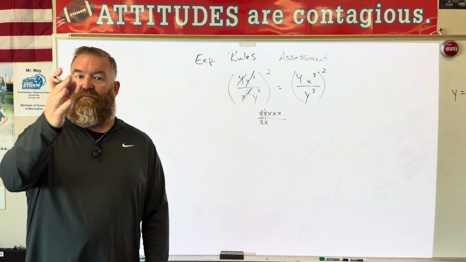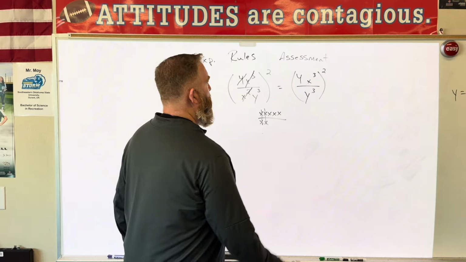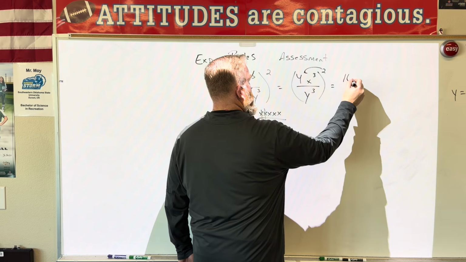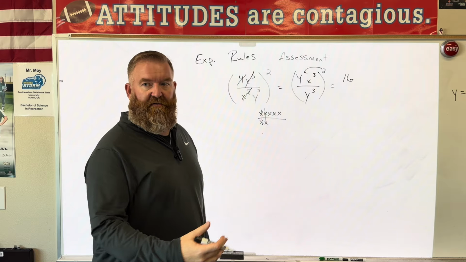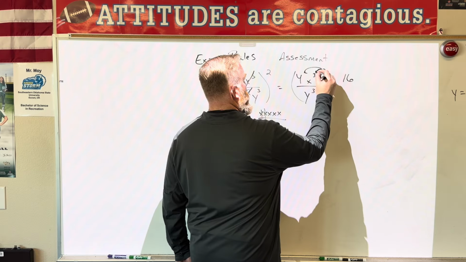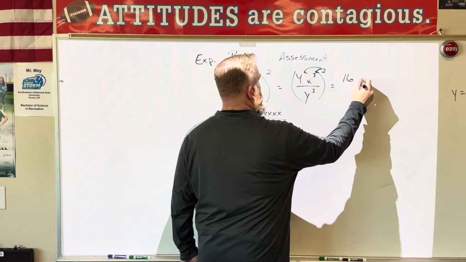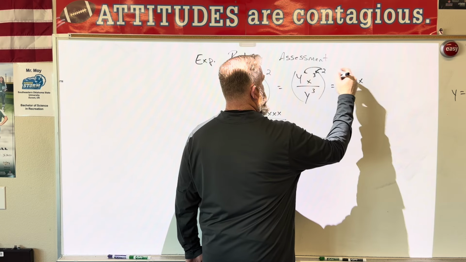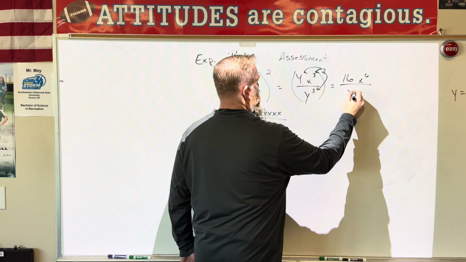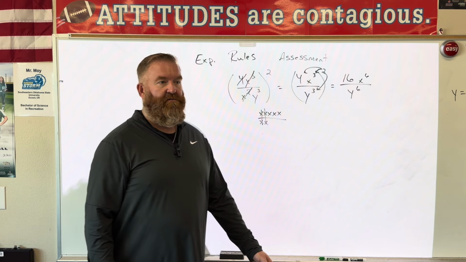Now I can just go one term at a time. What is 4 squared? 16. Remember, the exponent rules do not apply to coefficients. You just do whatever it tells you. What is x to the third to the second power? What do you do with power of power? So what's 3 times 2? Now, what's 2 times 3 again? Down here. We're done. There's my answer.